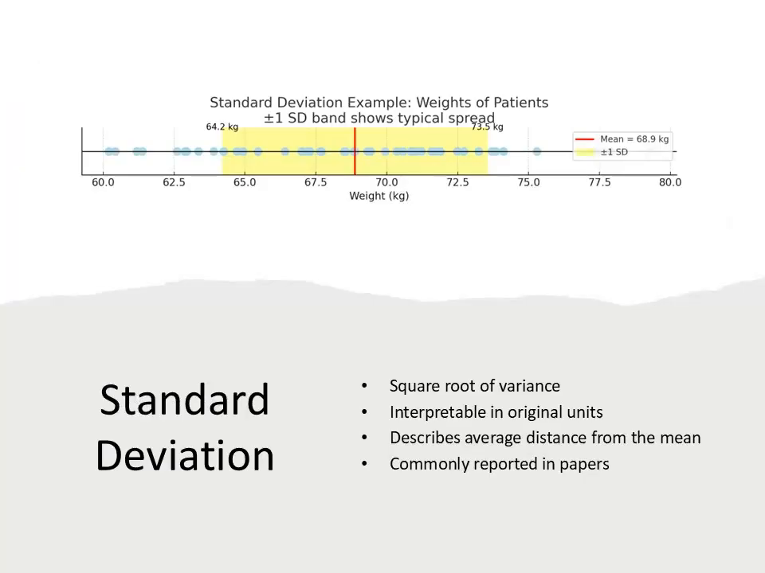This brings us to standard deviation, which is simply the square root of variance. Now the result is in the original units of the data: millimeters of mercury, kilograms, centimeters, and so on. It's easier to interpret and is the most common measure of variability reported in scientific papers. A small standard deviation means data points are clustered closely around the mean. A large standard deviation means the data are widely spread out.